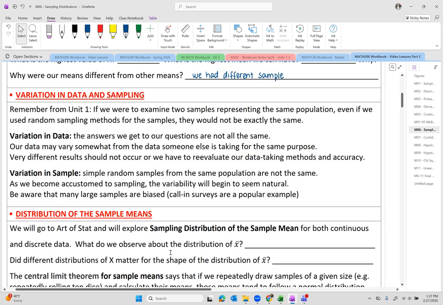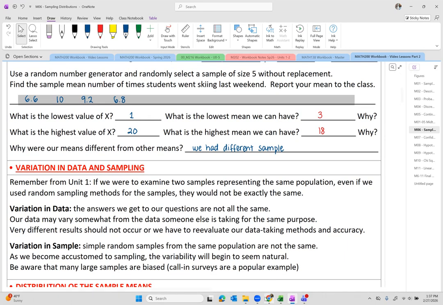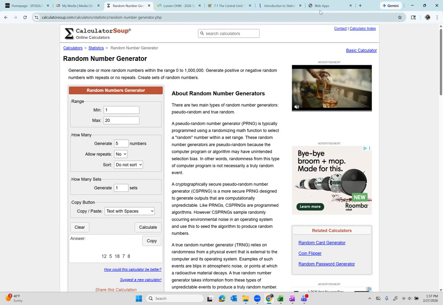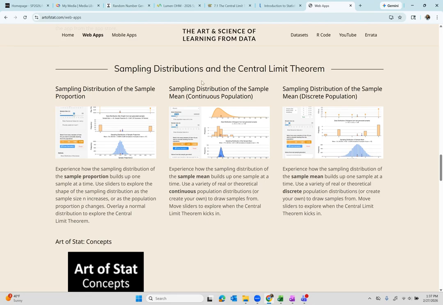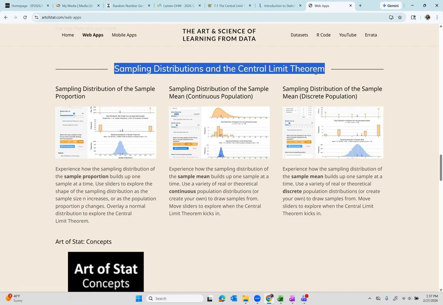So another way of collecting samples actually is to go to ArtofStat and do that. So I'm going to go to ArtofStat in the web apps, and I have here sampling distributions and the central limit theorem. The first one is the distribution of the sample proportion, which we will see later in Unit 6 of this class. And the other two are sampling distributions for the sample mean of continuous populations and sampling distributions of the sample mean of discrete populations. And since the example we did today was discrete, let's try to do that.